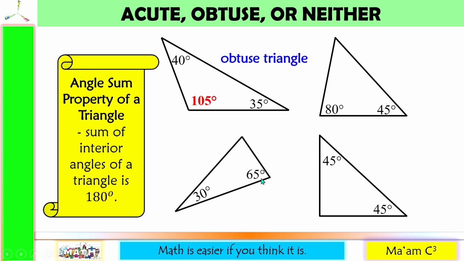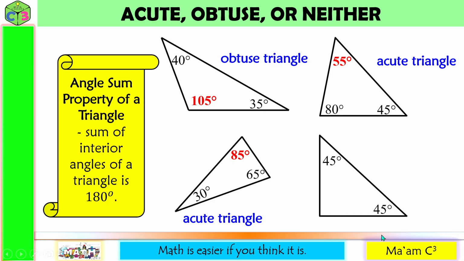30 plus 65 is 95. 180 minus 95 is 85. Three acute angles is an acute triangle. 80 plus 45 is 125. 180 minus 125 is 55 degrees. This is an acute triangle. Last one, 45 plus 45 is 90 degrees. So meaning the remaining angle is 90 degrees. So this is neither acute nor obtuse. This is actually a right triangle.